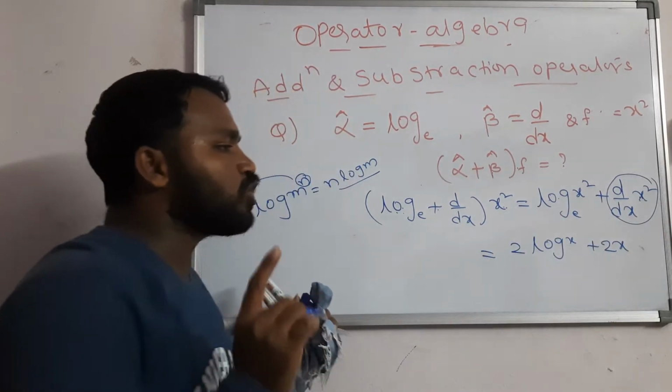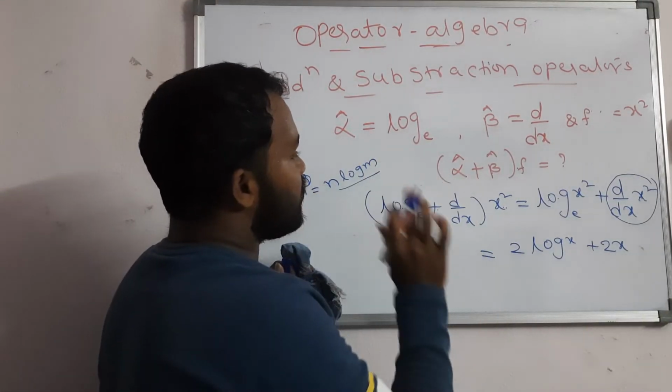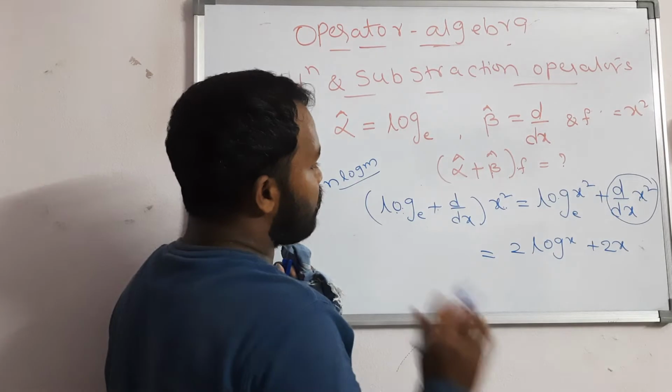So d by dx of x cube is what? 3x square. I will tell you all the formulas, how to write them. These are differentiation and integration, and I will tell you how you will write them.